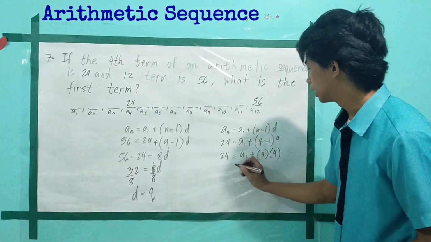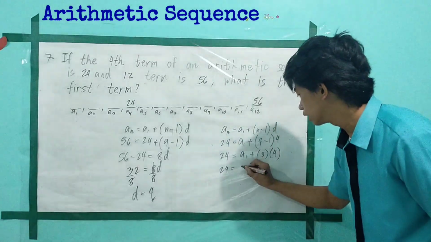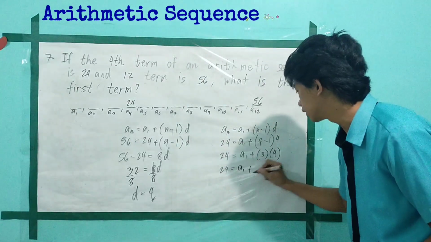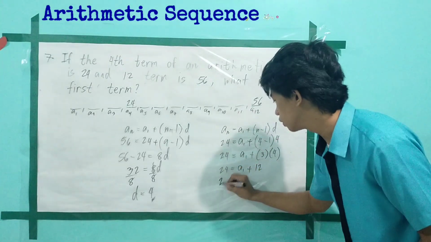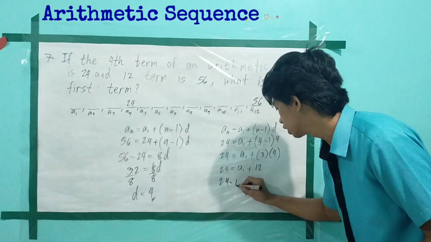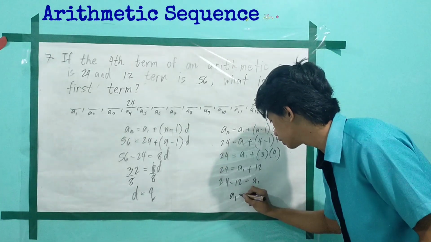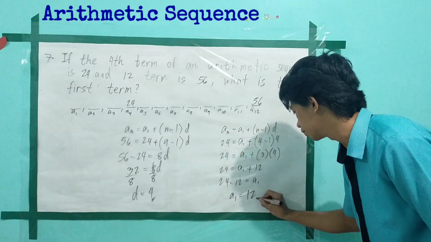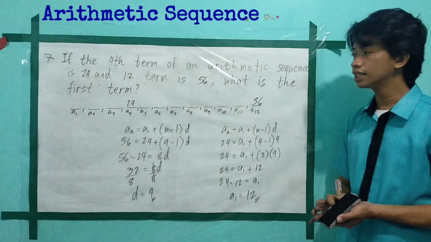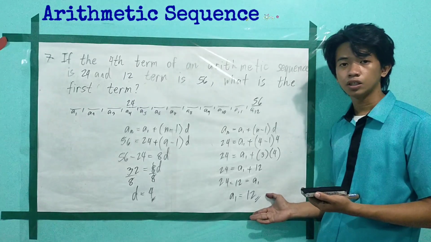Yan. So, ibig sabihin, 24 equals A sub 1 plus 3 times 4, we have 12. Using APE, we have 24 less 12 is equal to A sub 1. Our A sub 1 now is equal to 24 less 12, we have 12. So, ang ating A sub 1, sa problem na to ay 12.